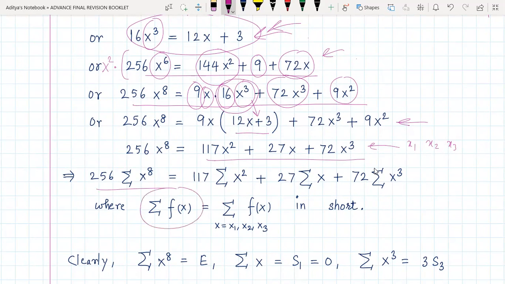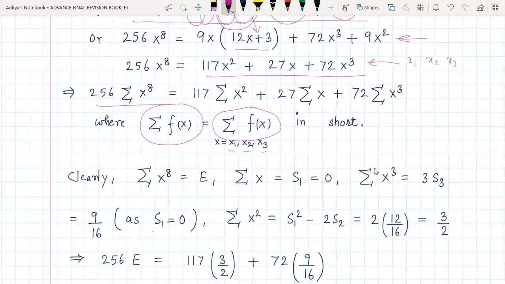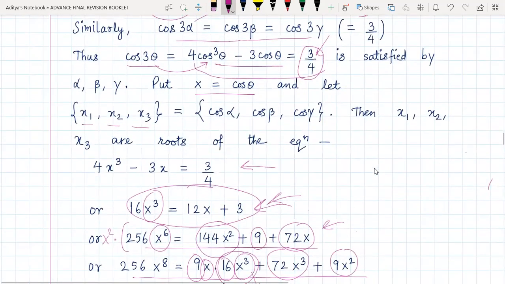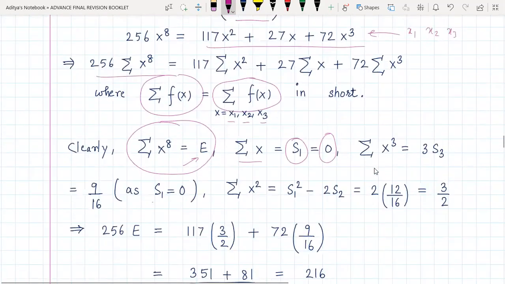Where summation of f of x, in short, it stands for summation of f of x, where x varies from x1, x2, and x3. These three values it takes. So what we are now going to observe is that this is the expression that we wish to find. So we are calling it T. Summation x is obviously S1, sum of roots taken one at a time, which is 0 in this case. The reason is x square coefficient is 0, right, in this equation. So obviously sum of roots taken one at a time is 0.